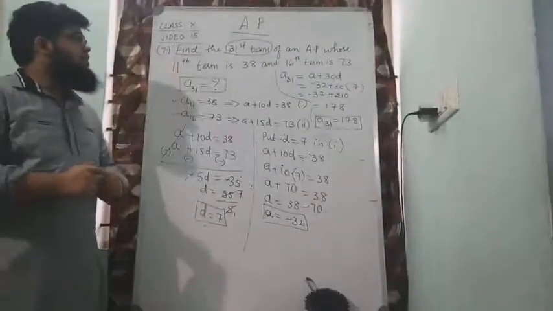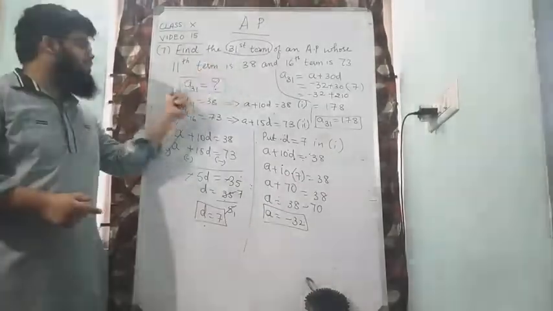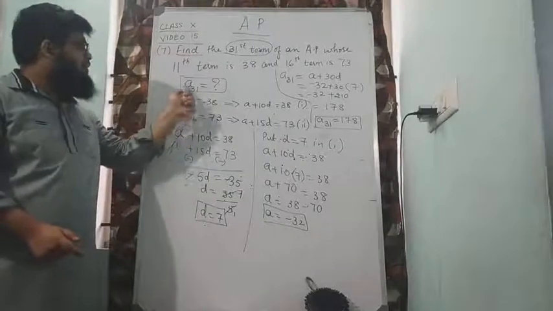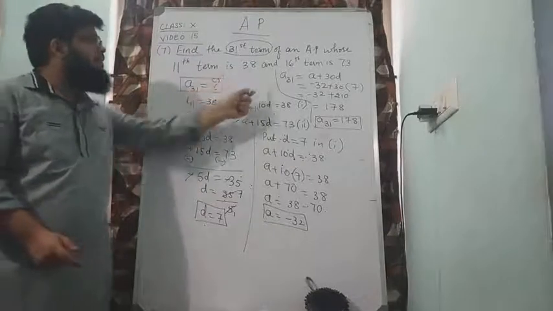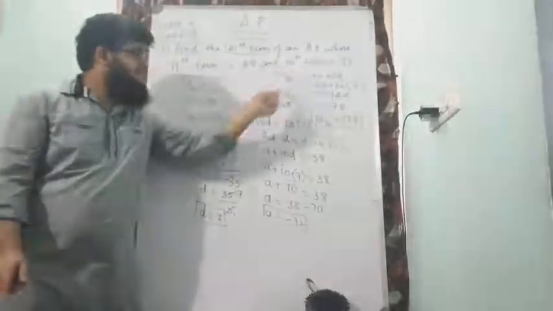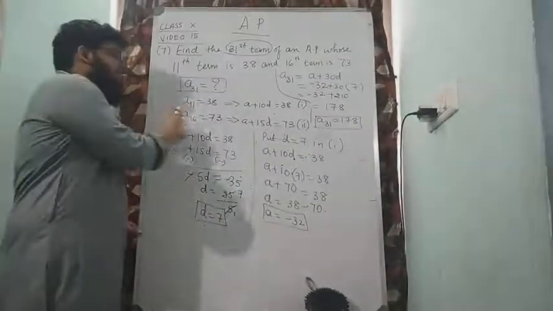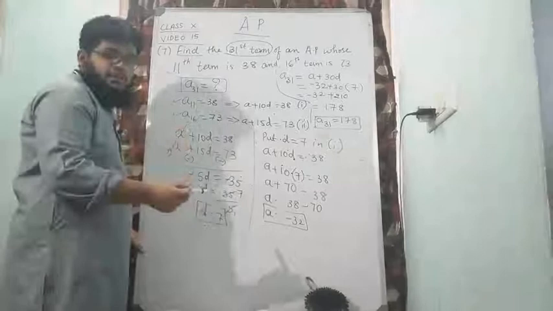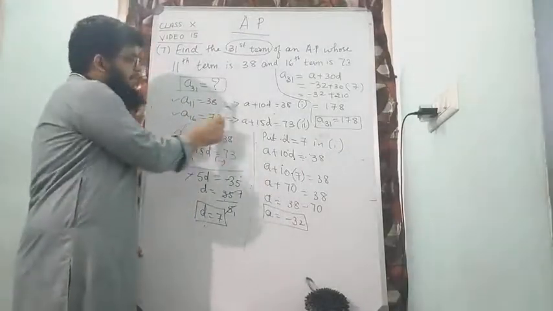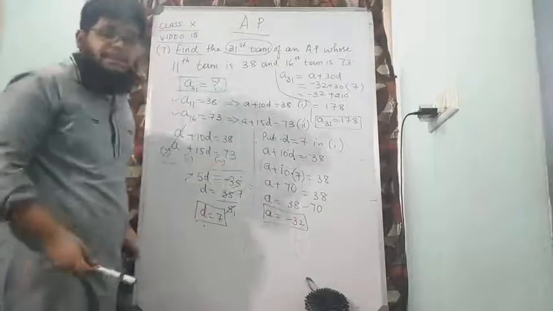According to the given question, we are supposed to find the 31st term, which is A31, whose 11th term is A11. A11 is given as 38, and the 16th term A16 is given as 73. Let us convert A11 and A16 into their general forms. A11 is A plus 10D and A16 is A plus 15D, equal to 38 and equal to 73 respectively.